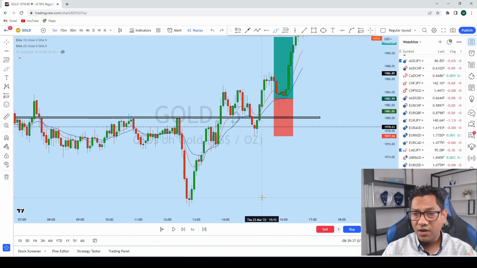Another big advantage of trading on 5 minutes on gold that I use is that even when the market is sideways, in a consolidation, a lot of trades come up on the 5 minutes time frame in a very short period of time.